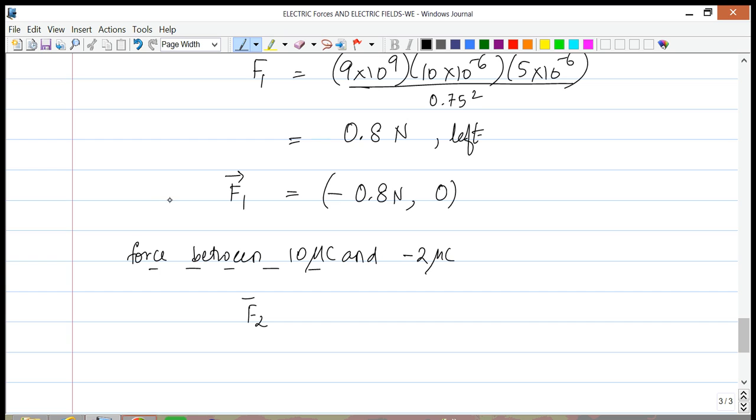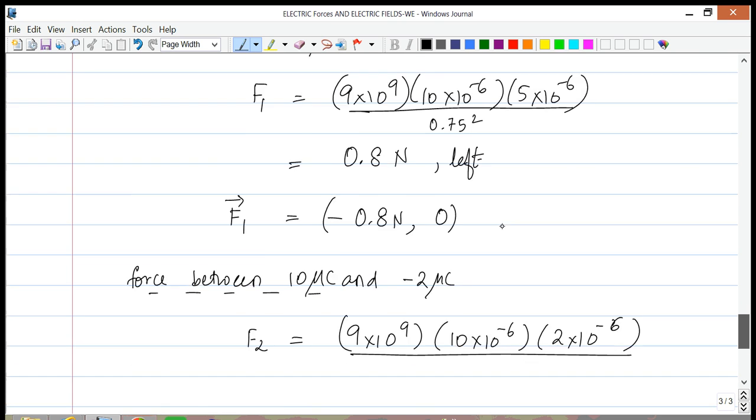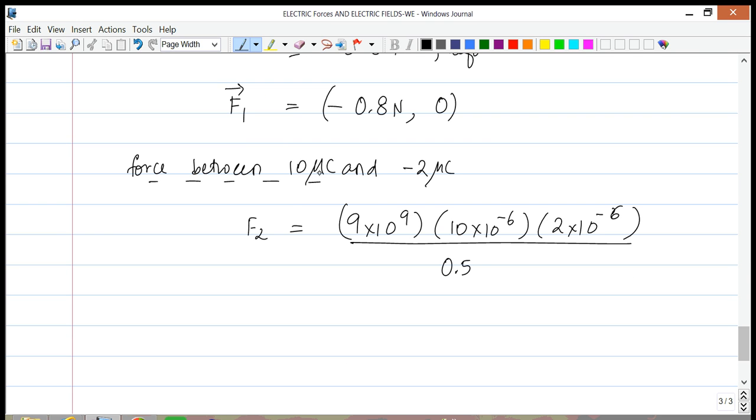We call that force F2, and the magnitude of that force is going to be 9 times 10 to the 9 times 10 times 10 to the minus 6 times 2 times 10 to the minus 6 divided by, what is the distance? It's 0.5. So it's 0.5 squared. Let's calculate this number. This happens to be 0.72 newtons.